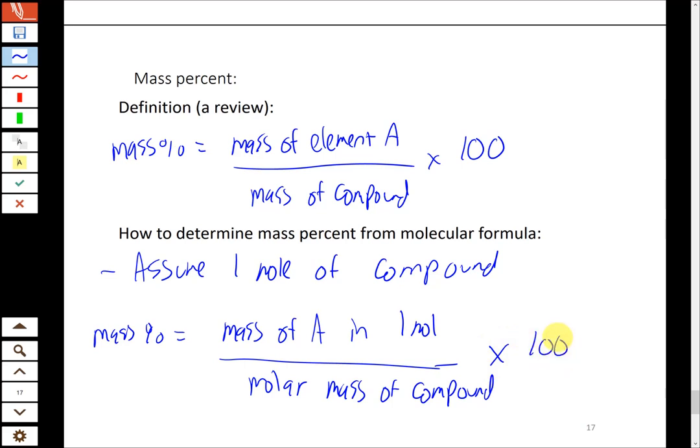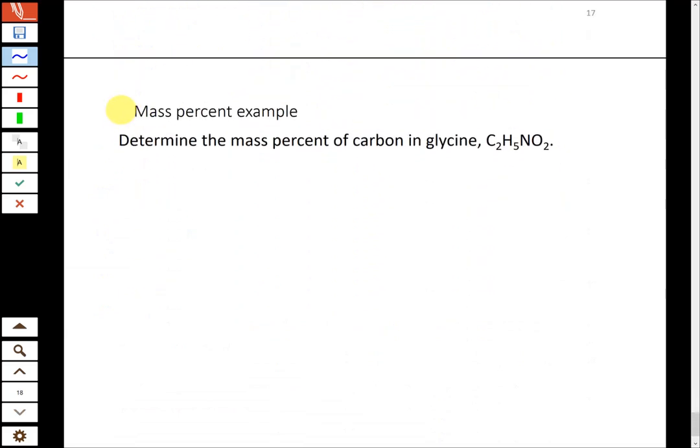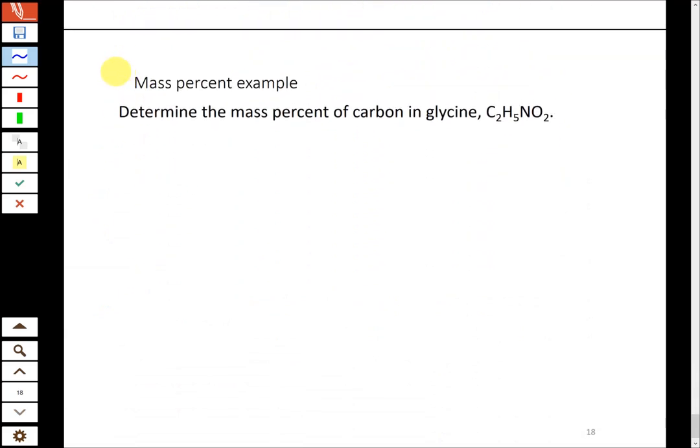All right, so we can use the chemical formula and the atomic masses of the elements and the molar mass of the whole compound to get a mass percent. Let's finish off with an example of how that works. Going back to the same compound we talked about earlier, glycine, C2H5NO2 being the formula, we're determining the mass percent of carbon in this compound. This compound is made up of 4 different elements. We want to know what percent by mass is the carbon.